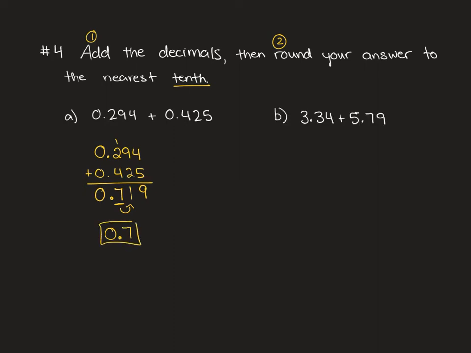For the next question, we have whole numbers, but our rules still stay the same. So 3.34, we line up the decimals. So 5.79. 4 plus 9 is 13, carry the 1. 1 plus 3 is 4, plus 7 is 11. Carry the 1. 1 plus 3 is 4, plus 5 is 9. And we need to make sure we have our decimal. Then we round to the tenths place again. The 3 tells us we're rounding down, so it will stay as 9.1.